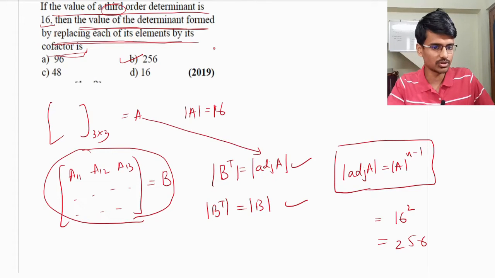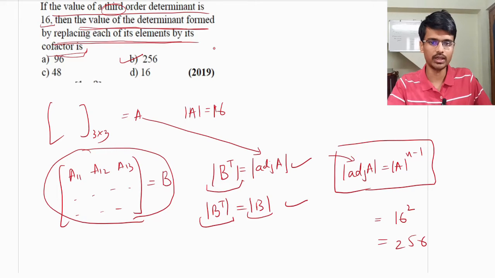B transpose is adjoint of A. So determinant of B transpose and determinant of B is equal. This is a property of determinants. So directly if I find what is determinant of adjoint of A, I'll be able to find the answer. Okay, that is how you can solve these type of problems. This is a slightly tricky question they have asked. It is a good question.